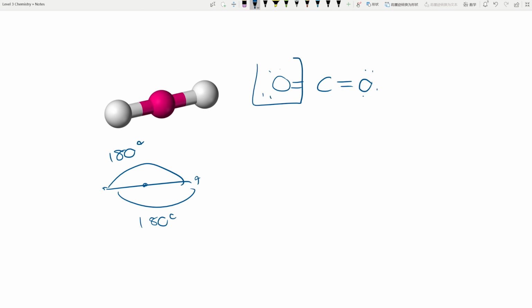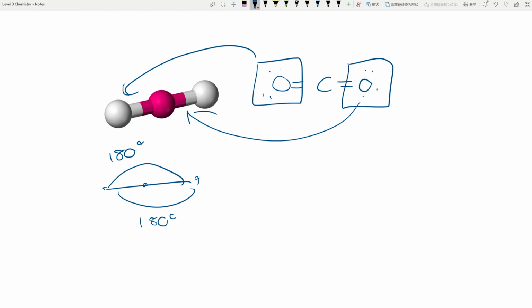Okay, so you've got two regions of electron density. One is this one, one is that one, and that's just a straight line. Okay, nothing too difficult here.